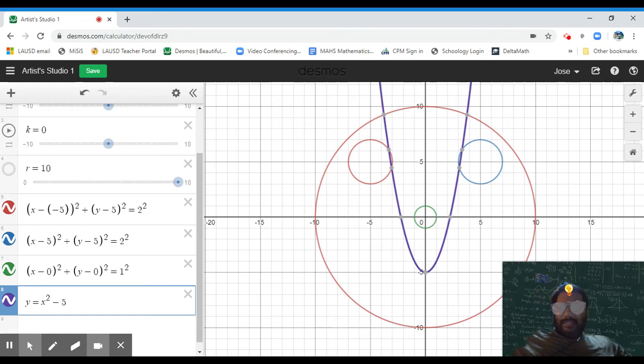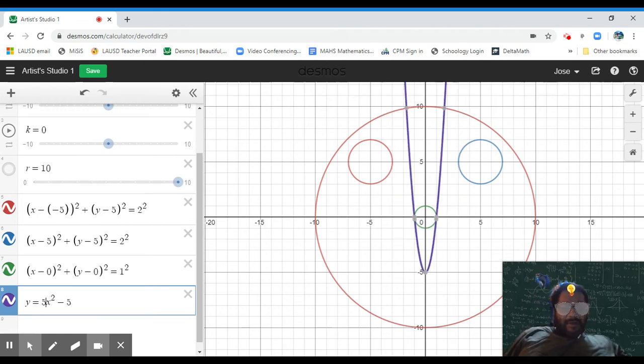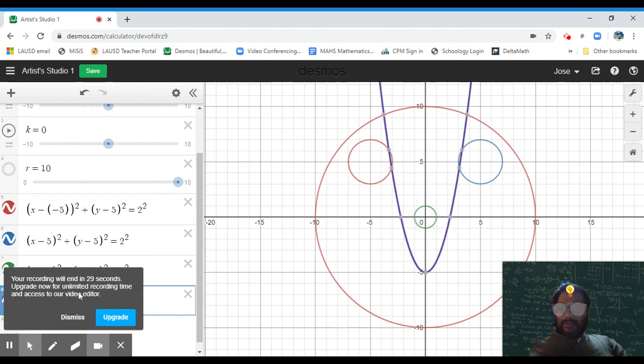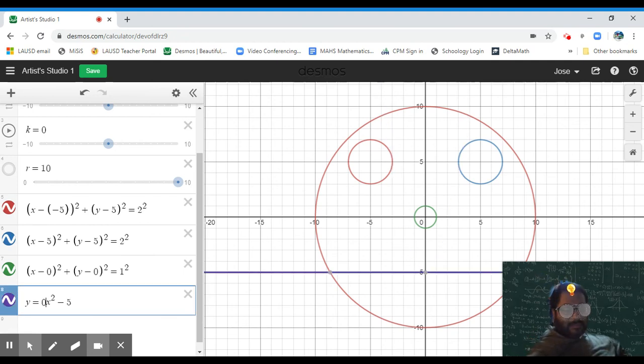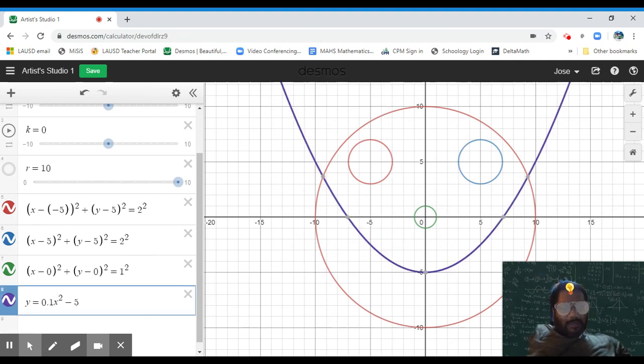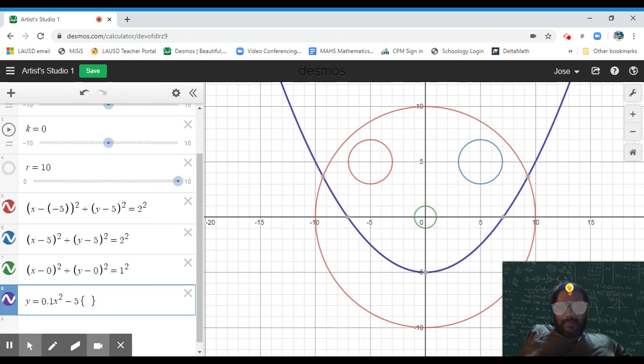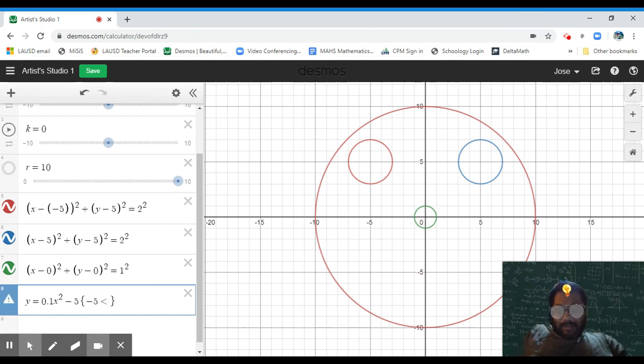If I want to compress this, do I go with a bigger number or a smaller number? So let's try a bigger number. What does 5 do? Uh-oh, that didn't work. So let's go with the opposite. Let's go with a decimal. Let's put 0.1. All right. Now I don't want the whole entire graph. So I'm going to tell Desmos I only want the y between -5 and 0. And there you go.